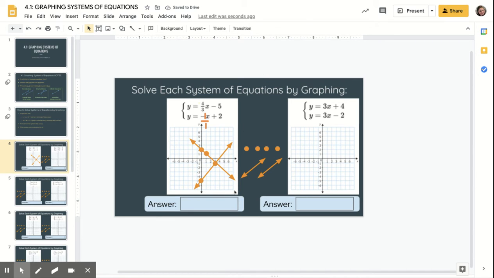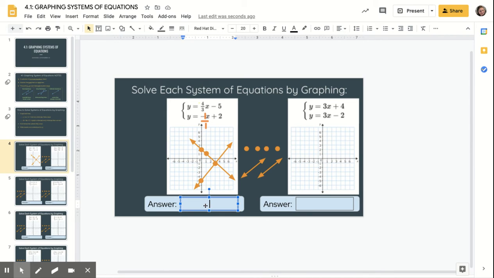And you can see now that these two lines cross right here at the point 3, negative 1. So you're going to double click this and write it as a point, (3, -1), in parentheses, because that's how we write points.